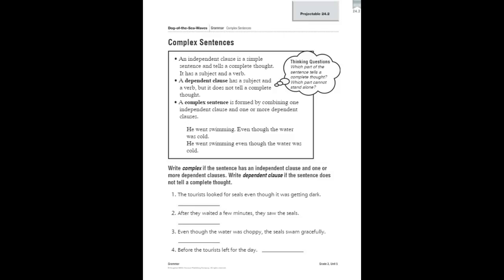Today in grammar, we're going to talk about complex sentences and subordinating conjunctions. I'm going to do the teaching portion first and then have you practice in your reader's notebook.